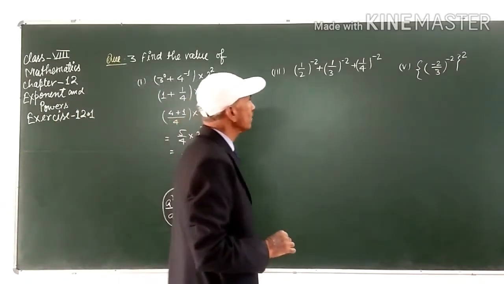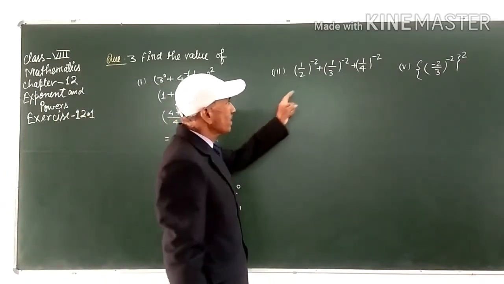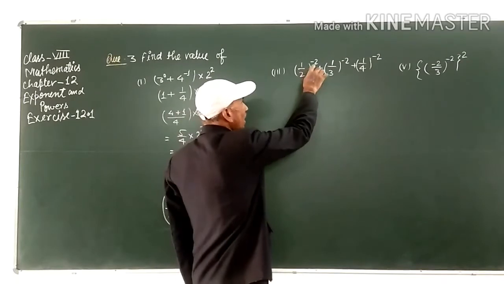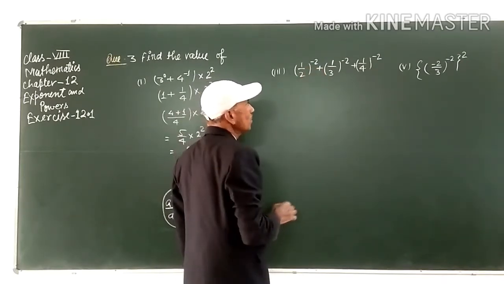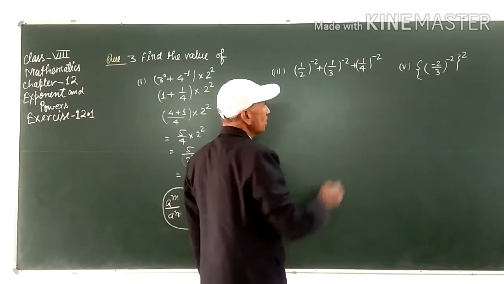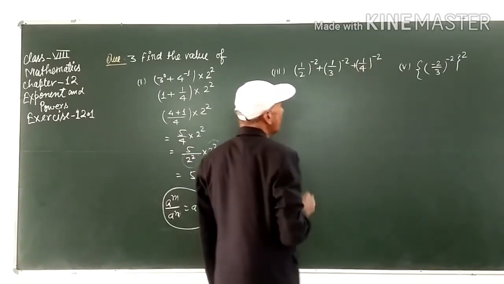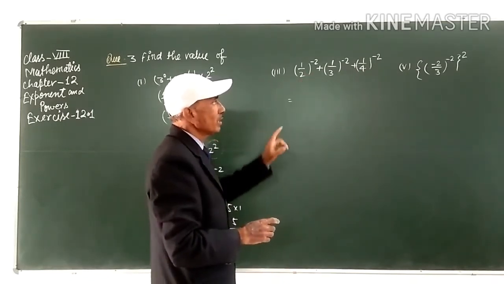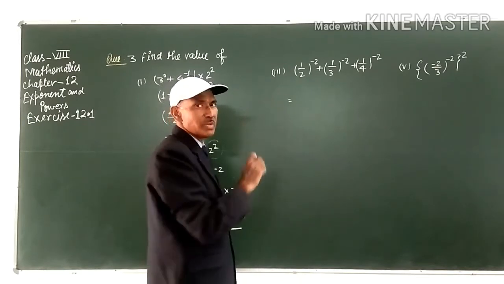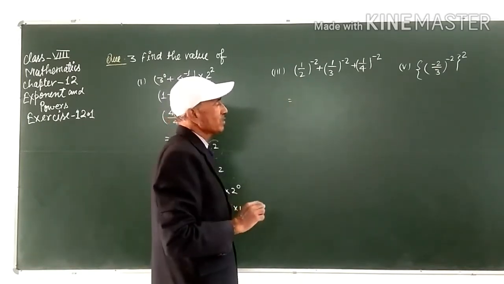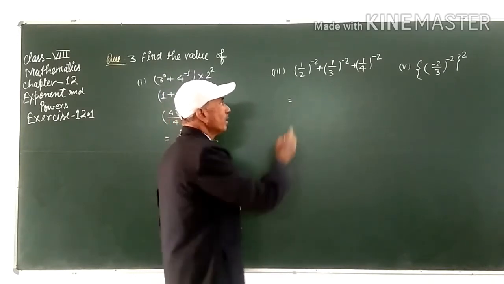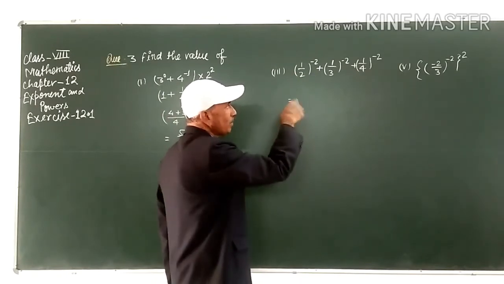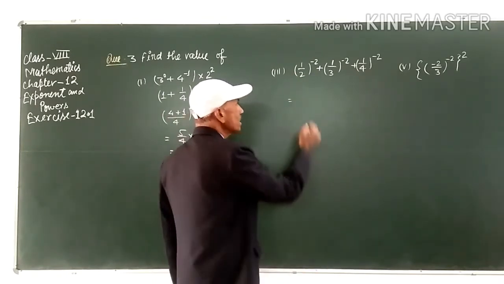And in this question, students, the powers are negative here. Clear? So this one is 1 by 2 to the power minus 2, 1 by 3 raised to the power minus 2, and plus 1 by 4 raised to the power minus 2, and we have to change the powers into positive. We will change the exponents into positive, then we have to write the multiplicative inverse of the numbers in the bracket.